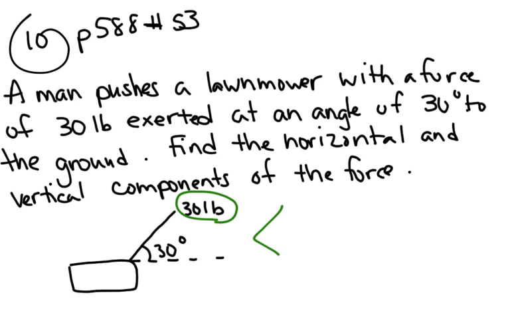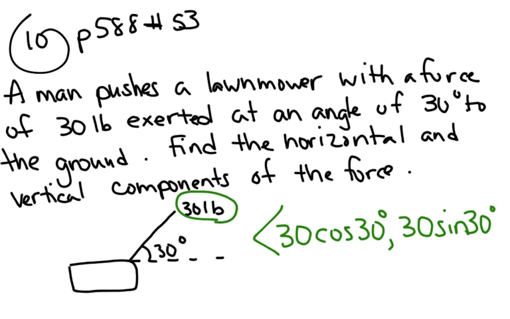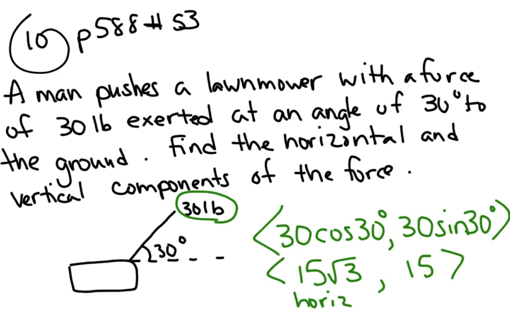So to find the horizontal and vertical components, we're going to do the magnitude of the force times the cosine of the angle, comma, the magnitude of the force times the sine of the angle. And that's going to be your horizontal and vertical components. So the cosine of 30 degrees is square root of 3 over 2, so that's going to give me 15√3. That's my horizontal component. And the sine of 30 degrees is 1/2, so that's going to be 15. That's my vertical component.